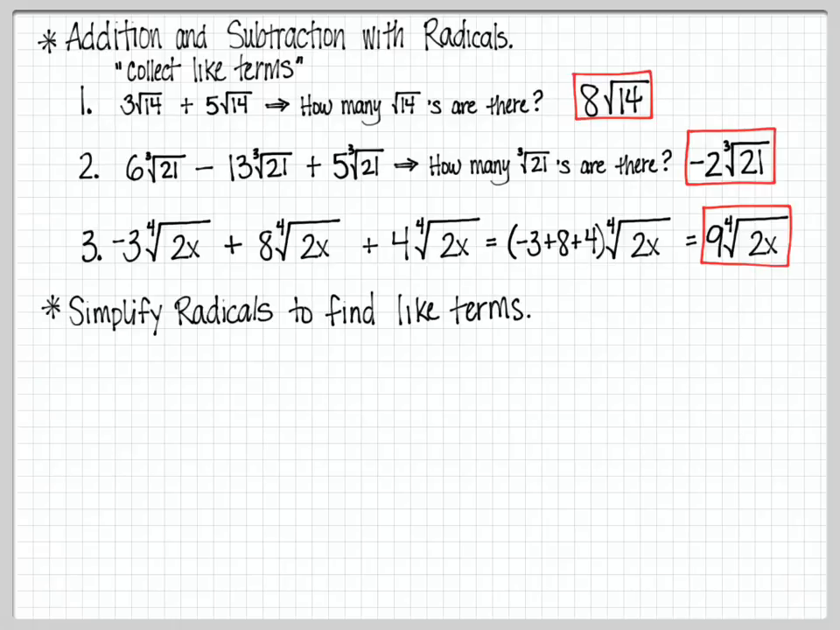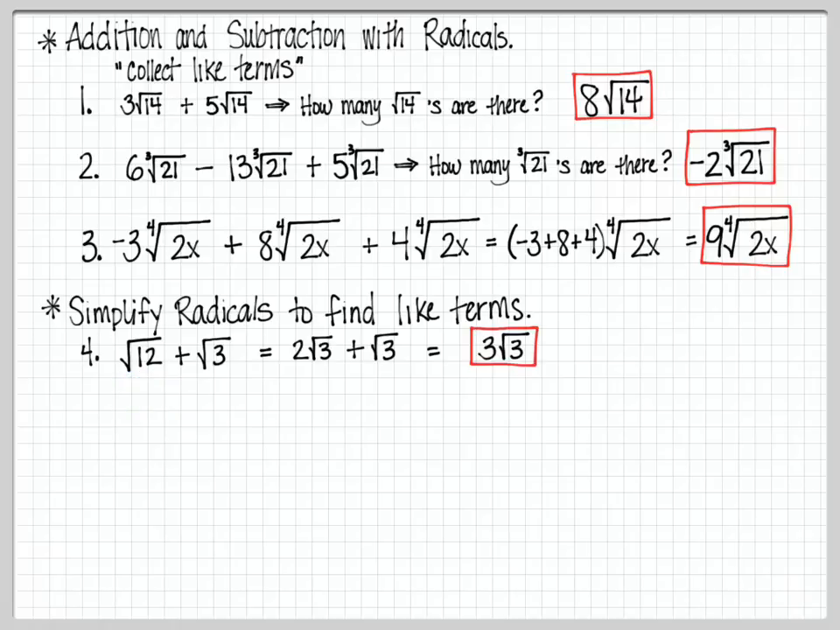Sometimes when we're trying to collect these like terms, they don't look like they're alike. In problem number 4, I've got the square root of 12 plus the square root of 3, and we say, well, we can't collect things because those aren't alike. But if we simplify, the square root of 12 happens to simplify. It's the square root of 4 times the square root of 3, which is 2 root 3. And then we're still adding that root 3. So I have 2 root 3s and I have 1 root 3. And altogether, I have a grand total of 3 root 3s. So I have to simplify first and then collect.